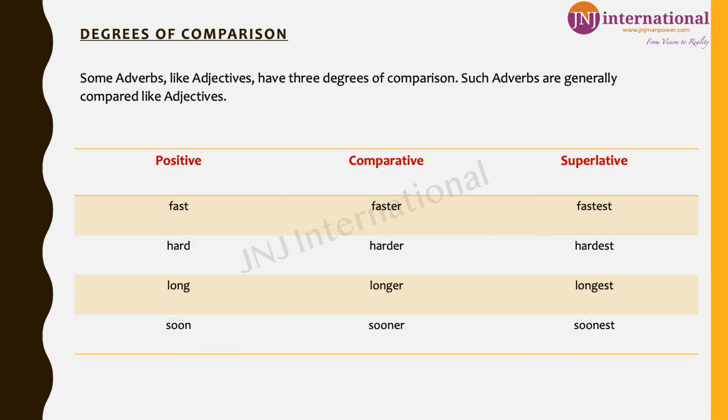Some adverbs, like adjectives, have 3 degrees of comparison. Such adverbs are generally compared like adjectives. For example, fast, faster, fastest. Hard, harder, hardest. Long, longer, longest. Soon, sooner, soonest.